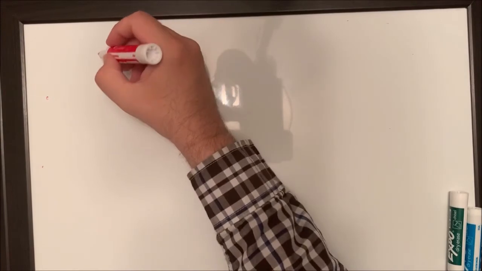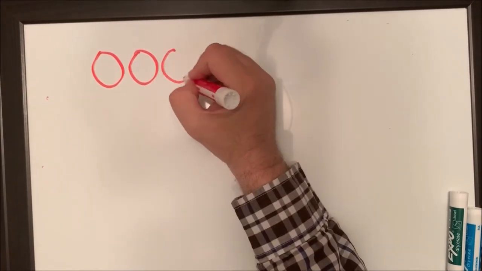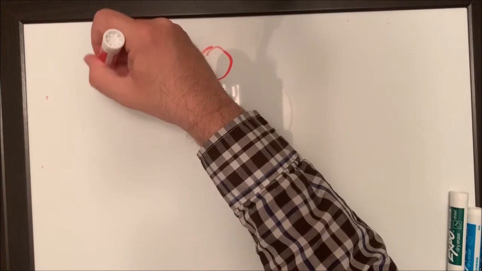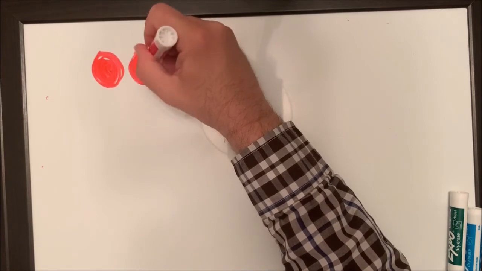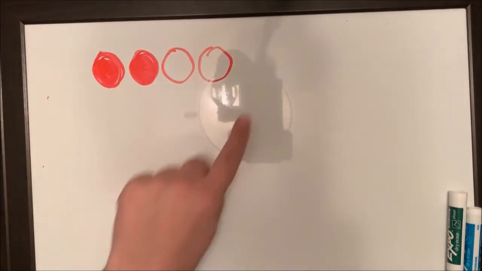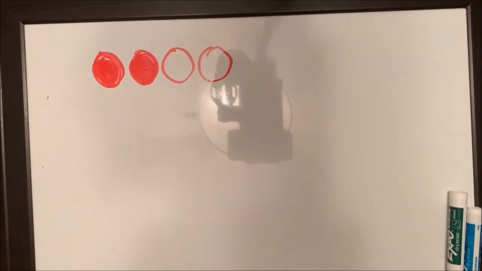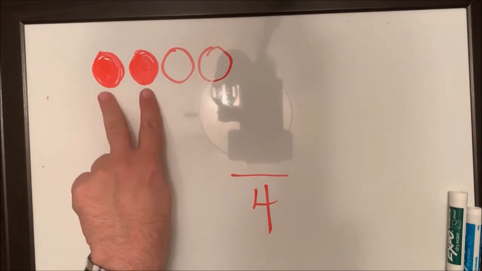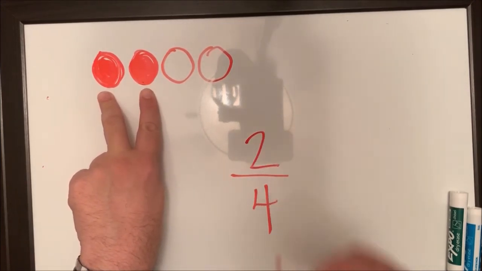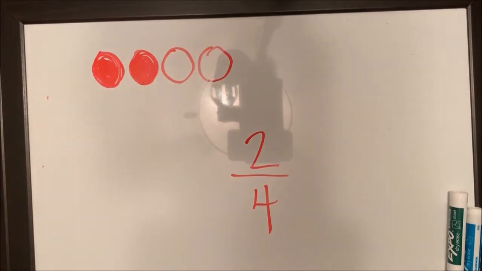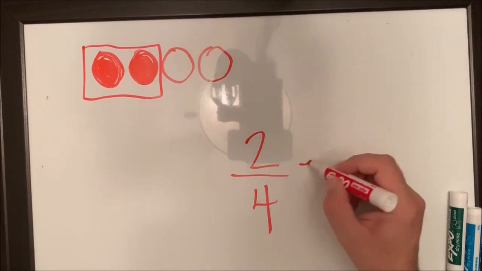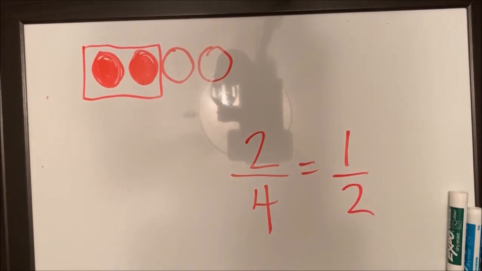I'm going to go back to circles. Okay. So in this example, if I asked you, what fraction of these circles is red? So the bottom number is the total number of circles that I have, which is 4, and I colored 2 in. So 2/4 of these circles are red. Or a half of the circles are red. That's an easier way of saying it.